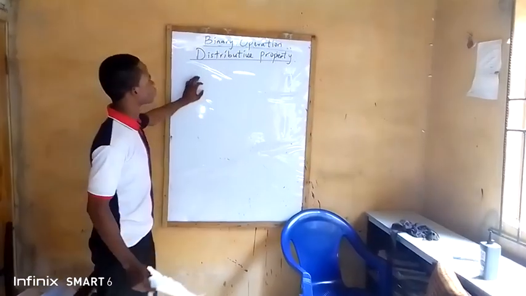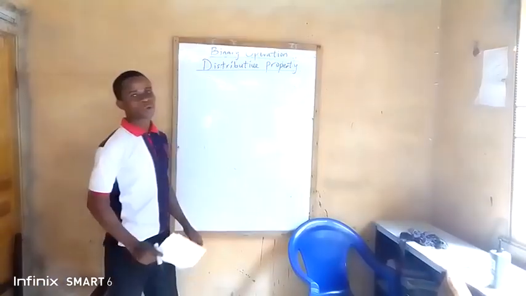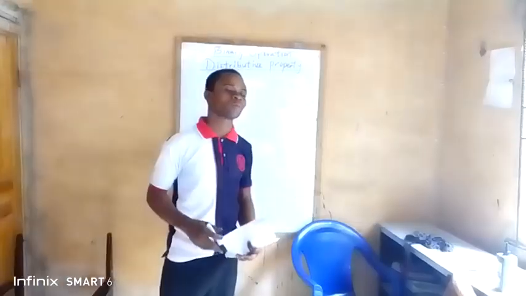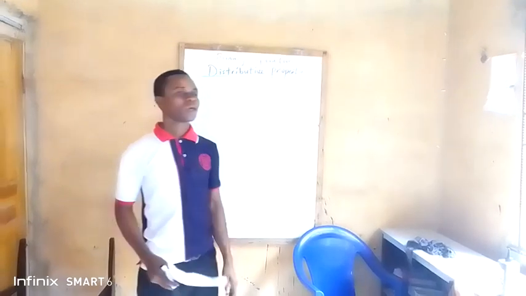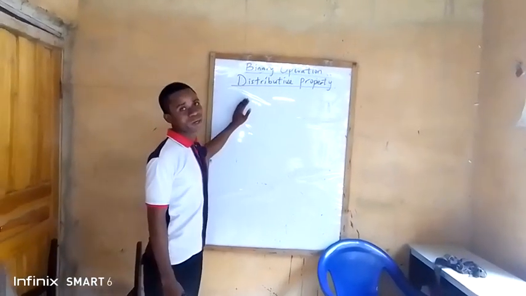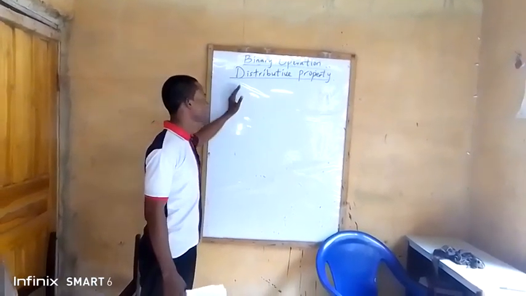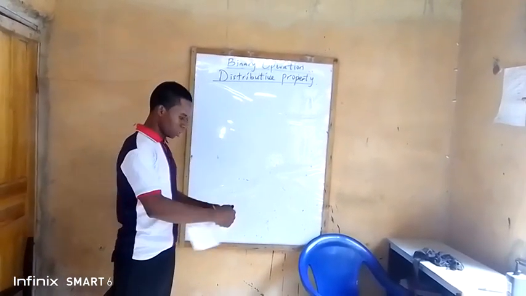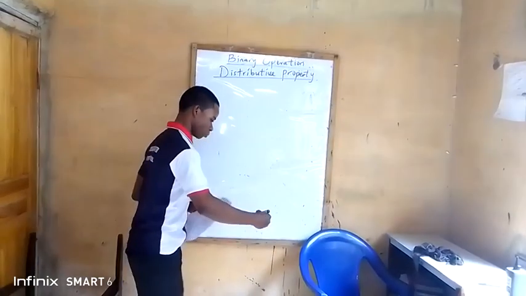This is another property of binary operations. I've talked about the inverse under binary operations. I've talked about the identity under binary operations. I will advise you to watch. But this is another property of binary operations. We call it the distributive property. Now let's take a short note under it.